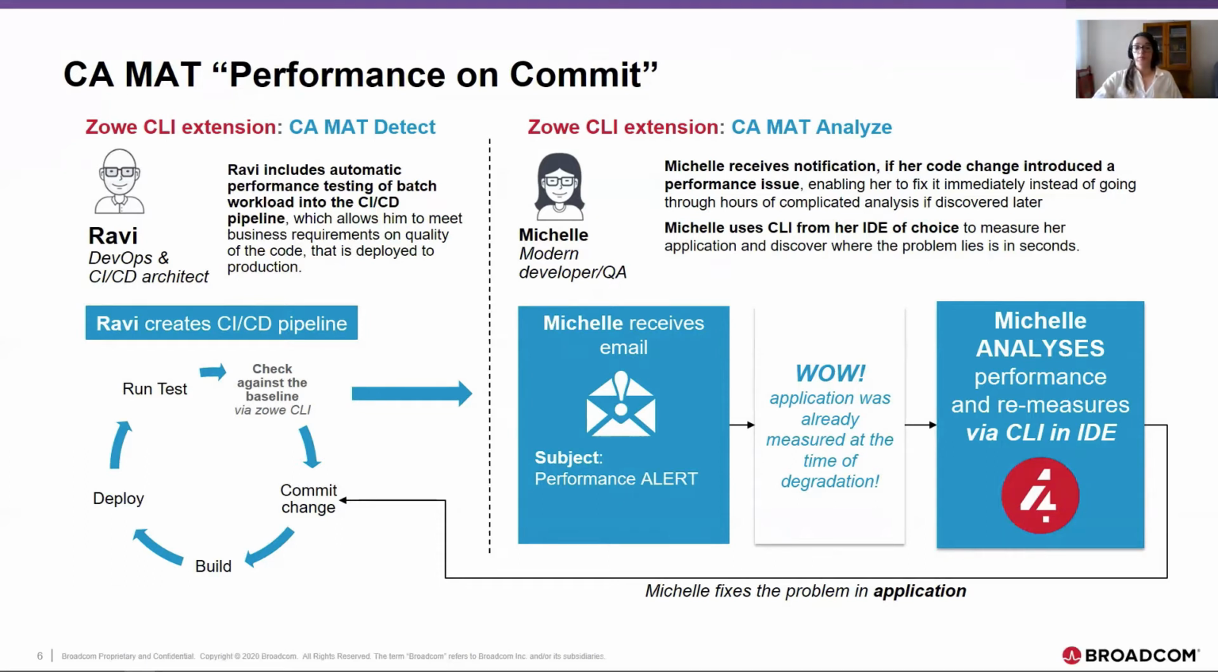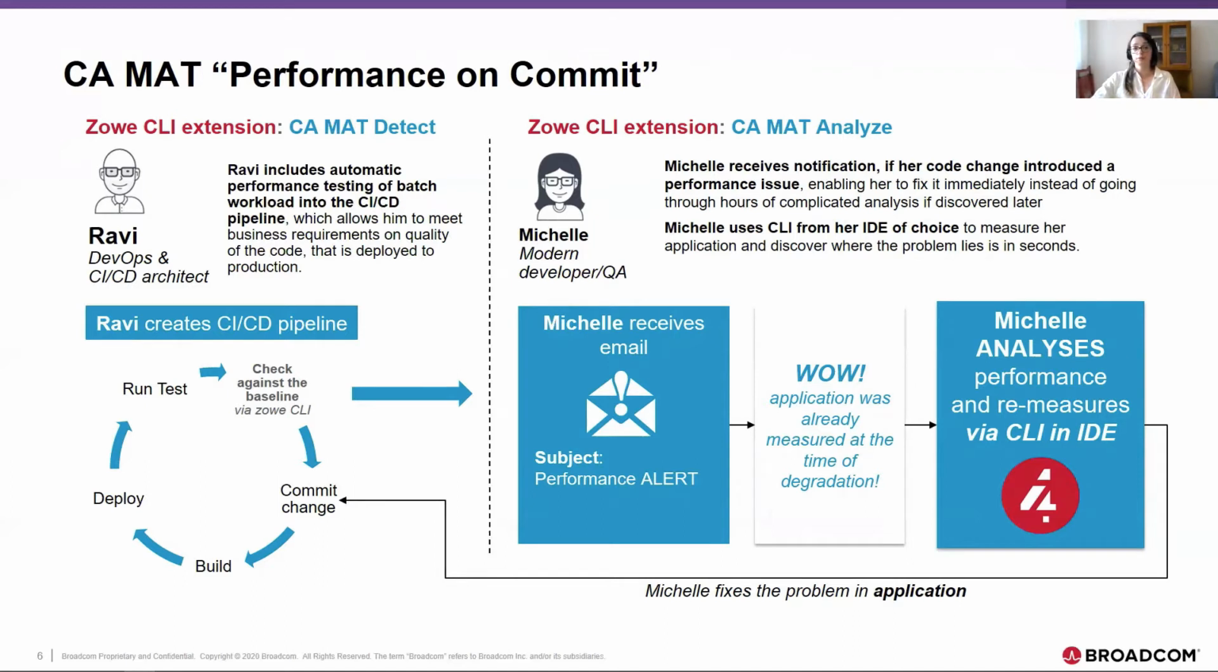So now a developer, such as Michelle here on the right, is immediately notified whenever her commit has drastically changed the code performance. Furthermore, CA-MAT provides another Zowe plugin specifically for Michelle, so that she can not only be notified of the issue, but immediately start analyzing the application. CA-MAT Analyze provides a set of commands allowing Michelle to access detailed measurement analysis through the command line. She can use it in, for example, her IDE terminal.